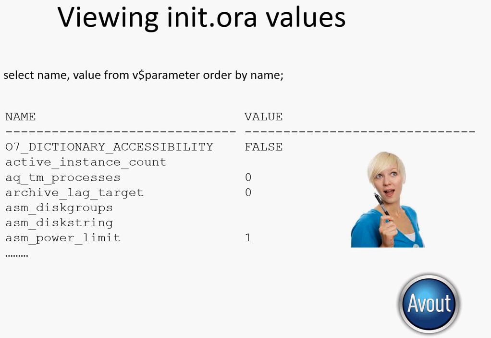One interesting thing to note is that almost all of the parameters are in lowercase. So if you want to look for a specific parameter, if I had a where clause on that select statement and I wanted to see something like asm_power_limit, I'd have to make sure that I specified the name in lowercase. It's just one of the unusual quirks that go along with the init.ora file and the values inside the v$parameter view.